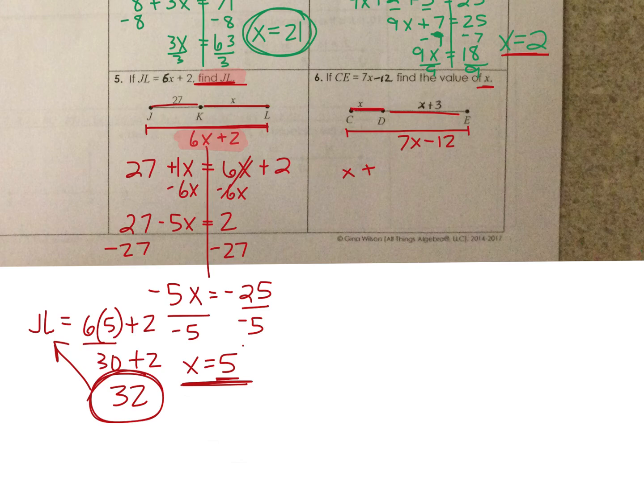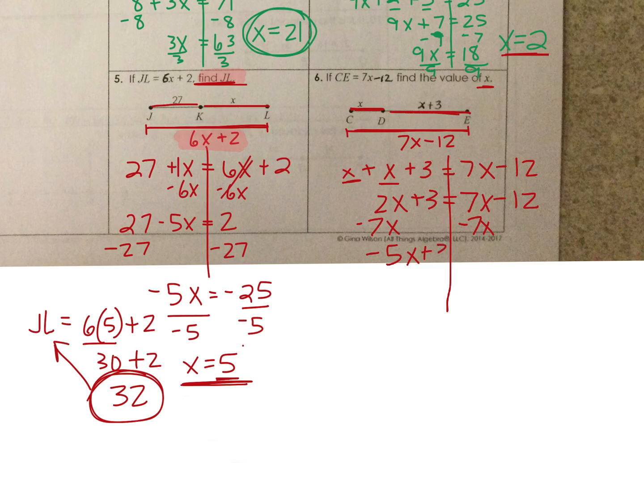So the first part was an x. The second part, I have to write the whole x plus 3 equals, the whole thing is 7x minus 12. X plus x, old school baby math. That is 2x plus 3 equals 7x minus 12. I like to move my x's first. Now I have negative 5x plus 3 equals negative 12.